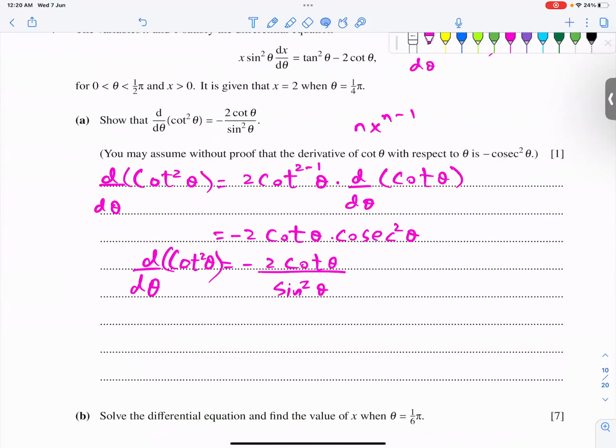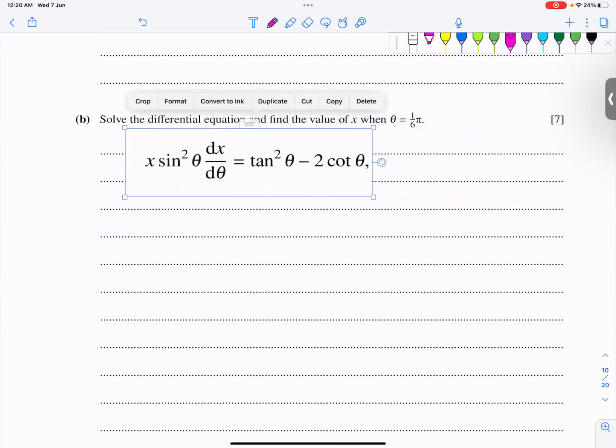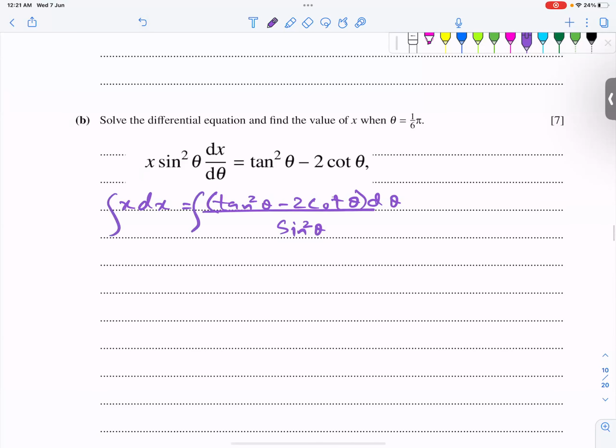We also have the condition that when x is equal to 2, theta is equal to pi by 4. We will use this condition later on. Now you will solve this differential equation. First of all, write x dx is equal to tangent square theta minus 2 cot theta. Bring d theta to the right side and then divide by sine square theta. Now integrate both sides.